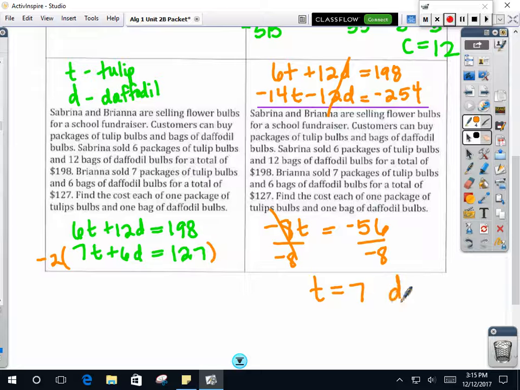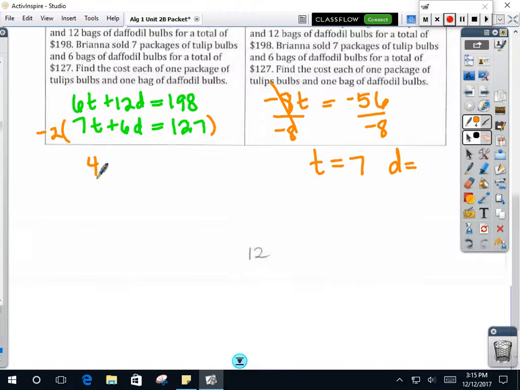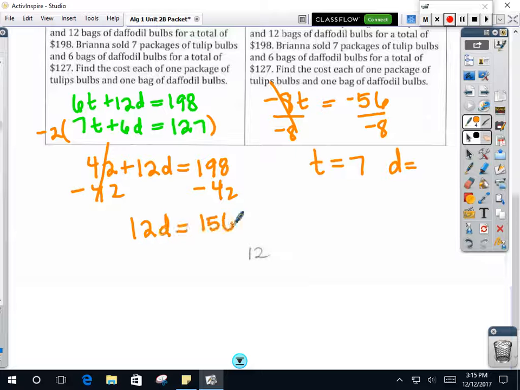How do you now find the price of the daffodil bulbs? Okay, so if I'm replacing the T with a 7 in the first equation, that will become a 42 plus 12D equals 198. Now what do I do? And now what do I do? So the cost of a daffodil bulb is $13.